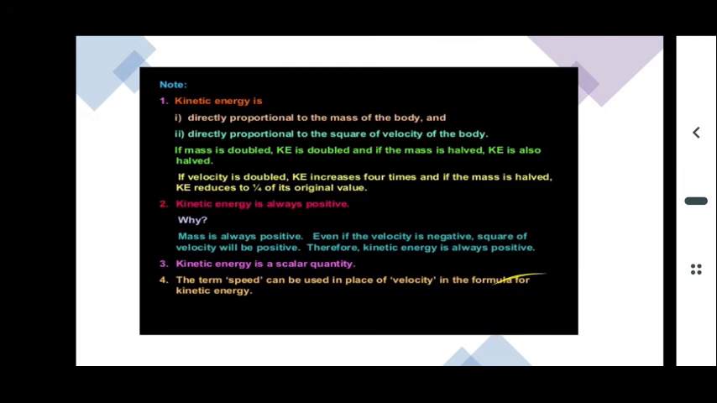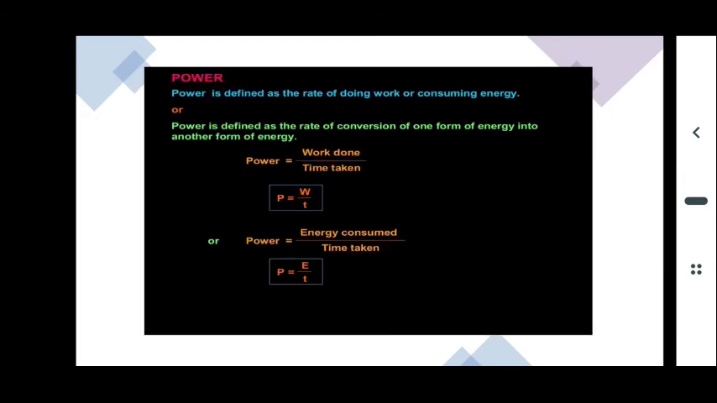Let us move to the next concept. When we have work, it should be having energy. When both are there, there should be one term called power. So what do you mean by power? It is defined as the rate of doing work in a given time or consuming energy in a given time.